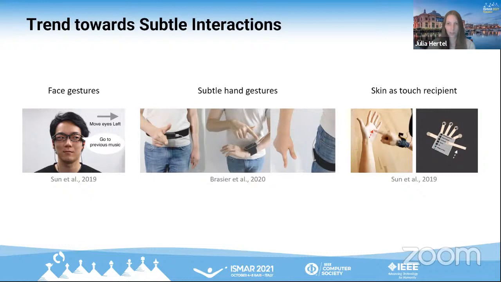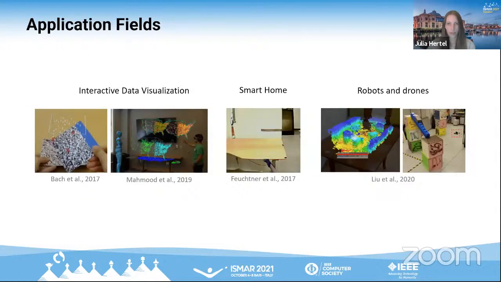For example, by performing gestures at the waist or wrist, or by directly touching their own skin. We also paid attention to which application fields are considered in the papers. The three most common fields we found are interactive data visualization, smart home, and the interaction of robots and drones.